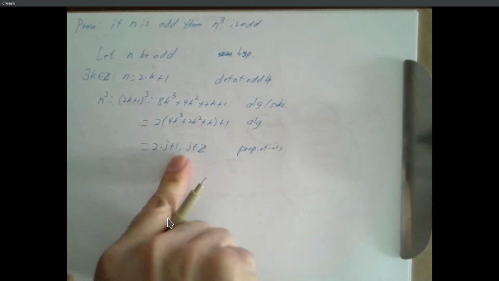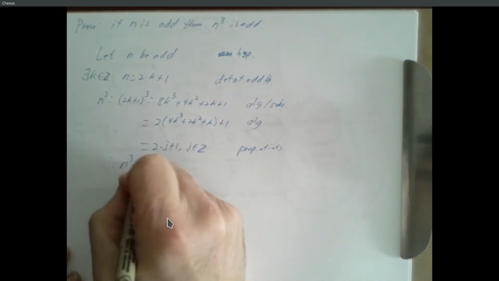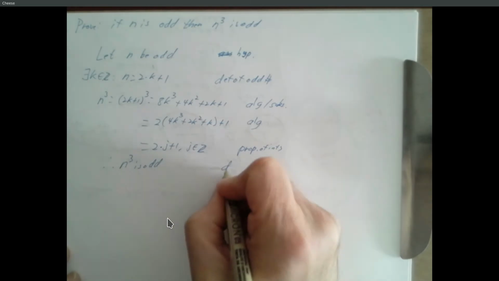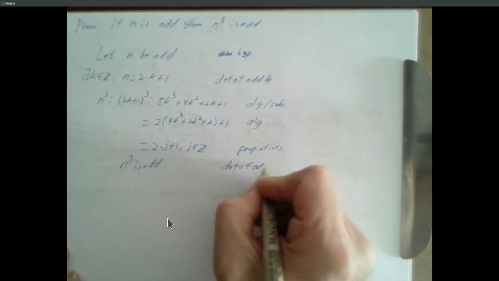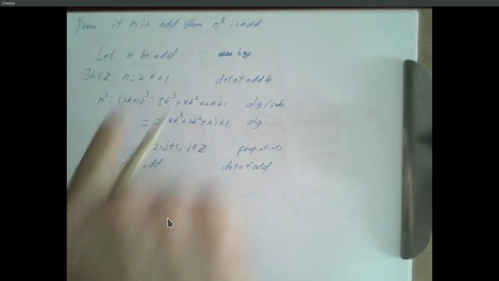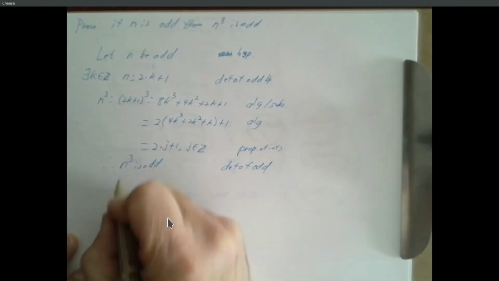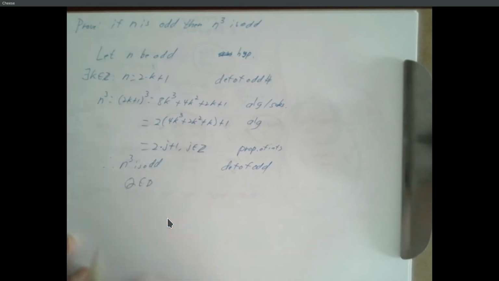So n cubed is equal to 2 times j plus 1, therefore n cubed is odd. And that's the definition of odd, because it's twice an integer plus 1. So we use the hypothesis that n is odd, and we prove that n cubed is odd. That's what we wanted to prove. So there we can say QED.